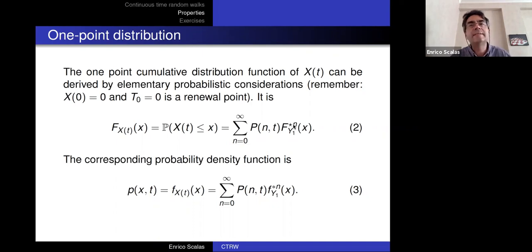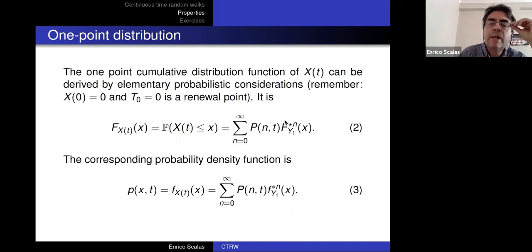All these events are mutually exclusive. So you cannot have at the same time 1 jump and 5 jumps. You either have 1 jump or 5 jumps. So they are mutually exclusive, and they are also exhaustive, so they cover all the possibilities. You either have 0 jumps between 0 and t, or 1 jump, or 2 jumps, or 3 jumps, or 4 jumps, and so on.